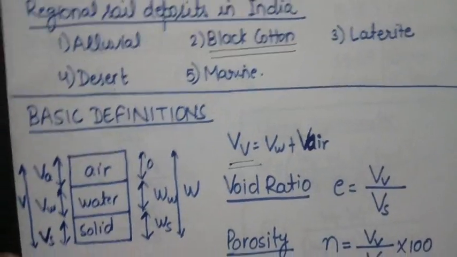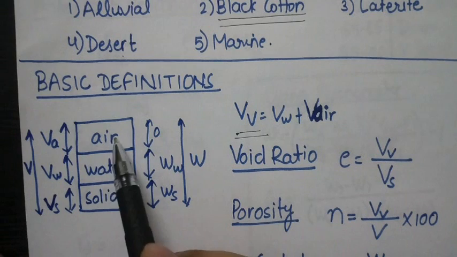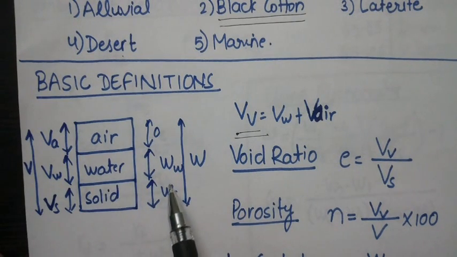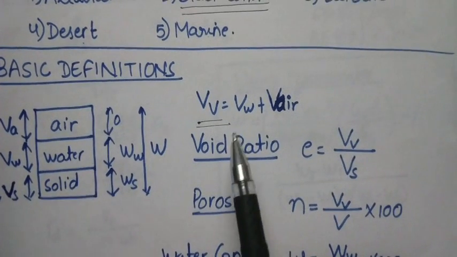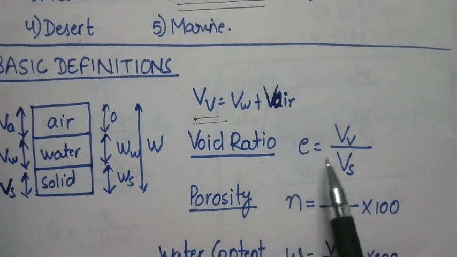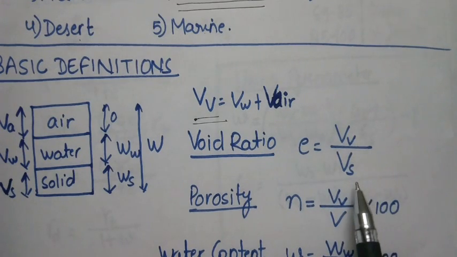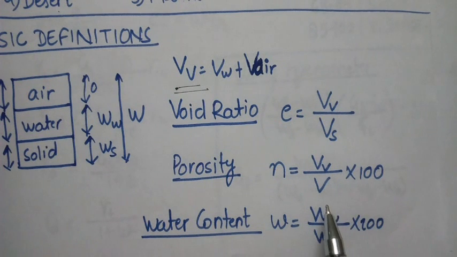Basic definitions in soil mechanics. First of all, we have to understand the phase diagram, which contains air, water, and solid. Right side we represent the weights, and left side we represent the volume. Volume of void, that is volume of water and volume of air present in the soil. Void ratio is the ratio of volume of void upon volume of solid. Porosity is the ratio of volume of void to the total volume.